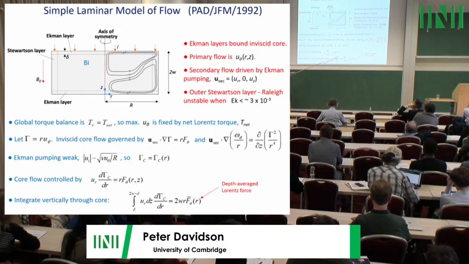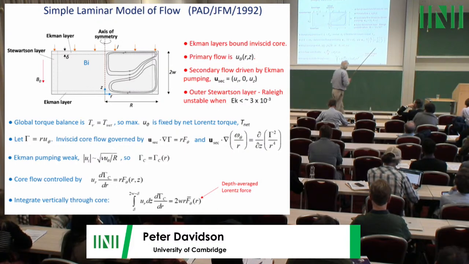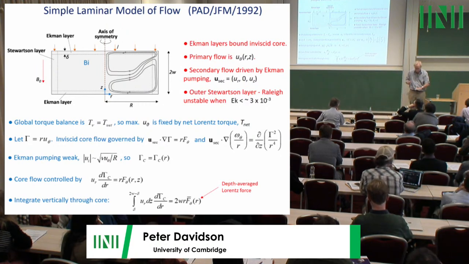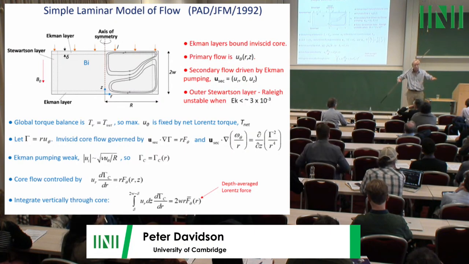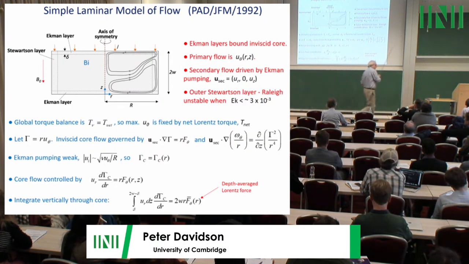But because I've integrated this through the depth, this is an important point, what I get after integration is just the depth averaged force distribution. Not the force distribution, which is a function of r and z, but the depth averaged force distribution. So that tells me that the flow is completely insensitive to the variations in Lorentz force with height, which is controlled by the flow of the current, and only cares about, or only knows about, the depth averaged force. Okay, well, we're almost there, and then I'll show you some pretty pictures.